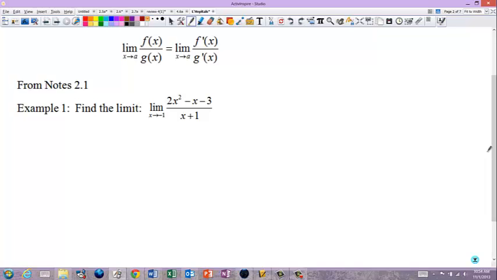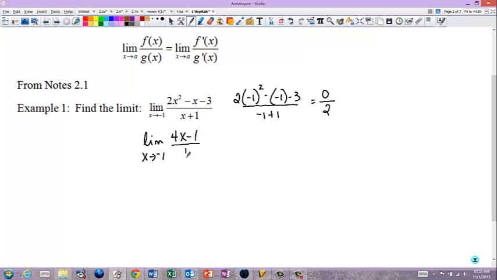The first thing you have to do is check to see if you actually get 0 over 0. So if I fill in my negative 1, because remember that's the first thing you do to find a limit, you fill it in to see what happens. And I do get 0 over 0. So what I can do is take the derivative, 4x minus 1 over 1, and then fill in my negative 1.